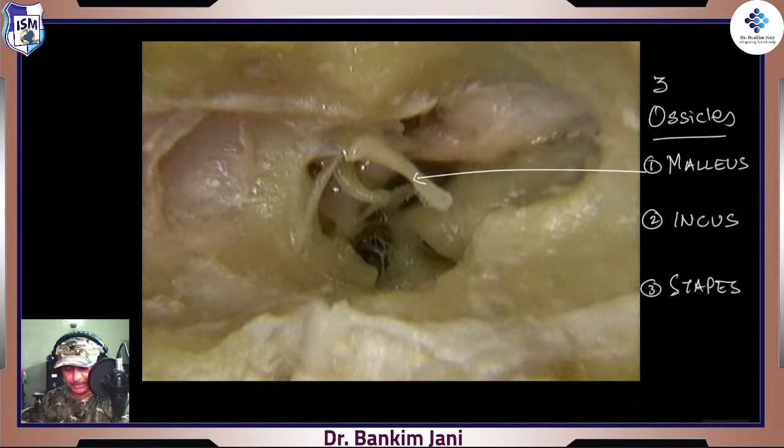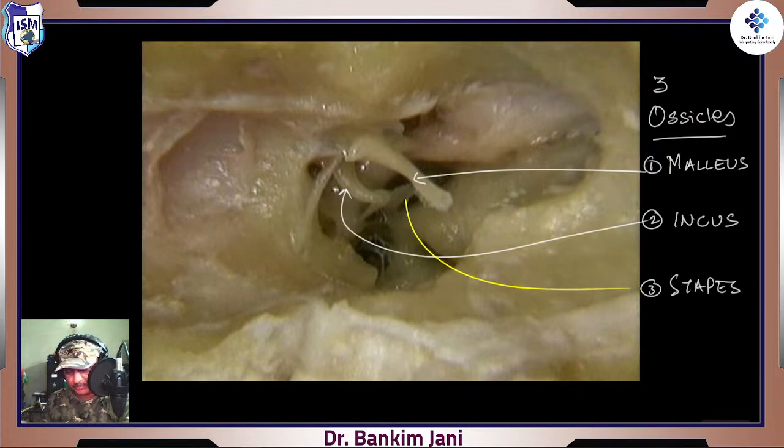Undoubtedly, this is malleus. Malleus is connected to that incus. And stapes is the very deep, small bone, which we'll watch, but it has tremendous importance. So these are the three bones. We'll reach that bone.